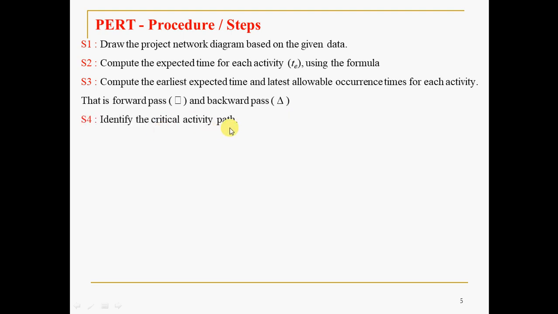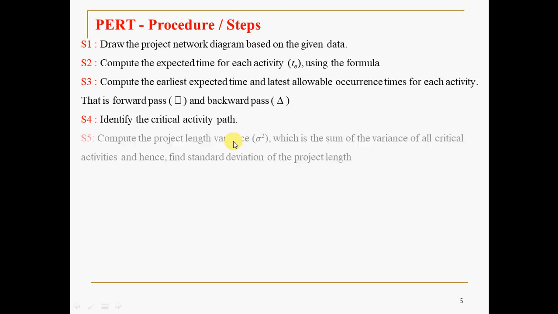Now you have to identify the critical activity path, or critical path simply. The path which takes the longest duration is the critical path, which is nothing but the duration of the project. The duration or length of the critical path is the project duration, we say. Now we have to compute the variance, which is nothing but the sum of variance of all critical activities, and hence find the standard deviation of the project length. So for the project, you have to focus only on critical activities. This you will see with a numerical.